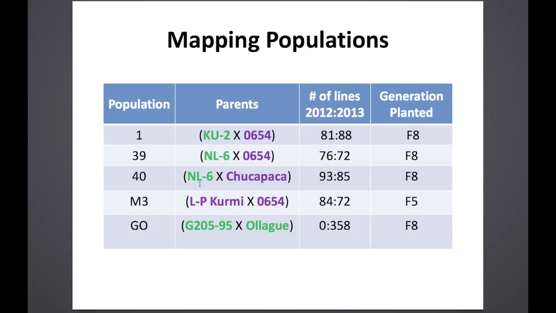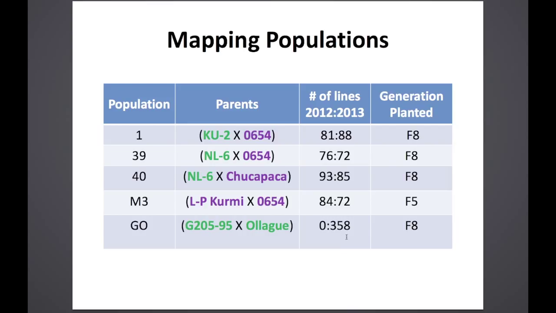So these are the mapping populations we have. We don't have any data to share with you on these yet. Hannah just published her thesis, and we're sifting through all that right now to see where we are. But we grew these first 4 populations out 2 years in a row. This is the number of lines we grew out each year.